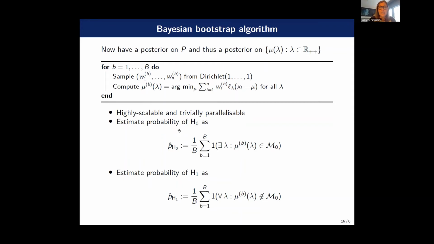And then we estimate the probability of the null, say, by just checking how many of those paths satisfy the null and how many of those paths satisfy the alternative. Of course, by the strong law of large numbers, these probabilities will converge as the number of bootstrap replications goes off to infinity. So we can make B as large as we like and get these probabilities to whatever precision we want.